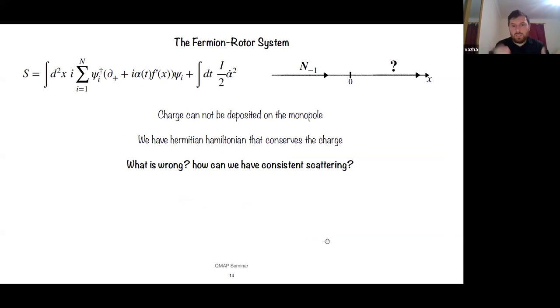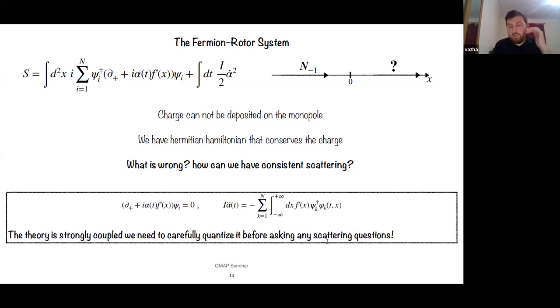Now we have a very confusing situation because we know charge cannot be deposited on the monopole. At the same time, just fermion fields cannot create the final state, but at the same time we have a super simple Hamiltonian that is Hermitian and conserves the charge. So it seems unclear how we can have any consistent scattering process. And things become a little bit clearer when you notice the following. You can write down the equations of motion for the fermion field and the rotor field, and you will see that they are strongly coupled to each other.